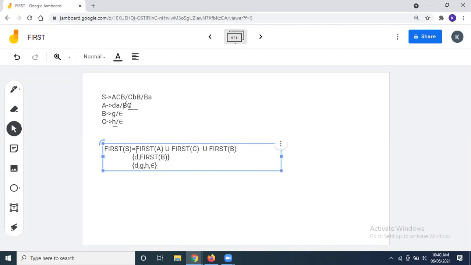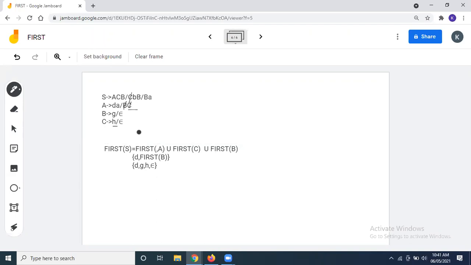Okay, so now we have found first of A. First of A we have found: that is D, G, H as well as E. So next, first of C is H, which is already included. Now next we have to find first of C. So see here, what is first of C? It is H. But C has epsilon. So what do we have to do? This C has to be removed.